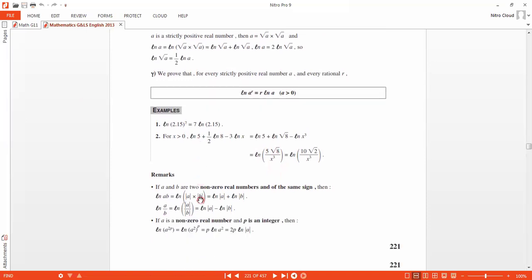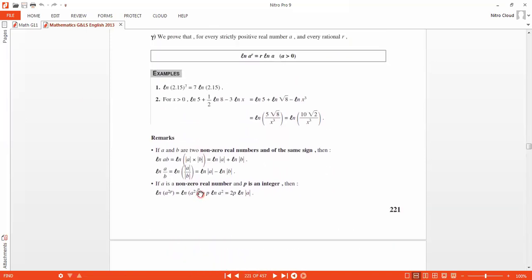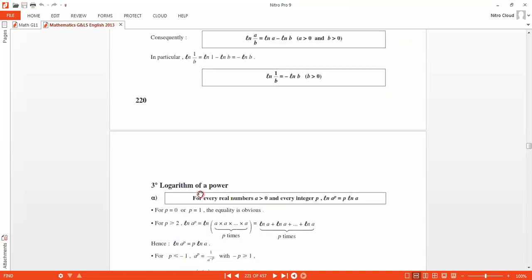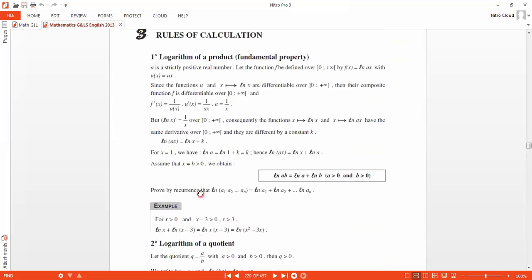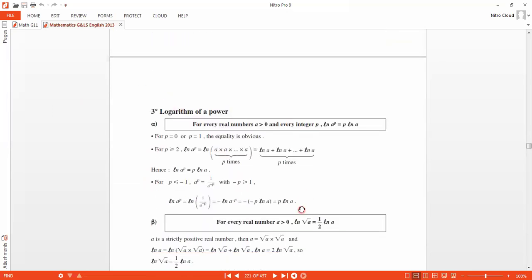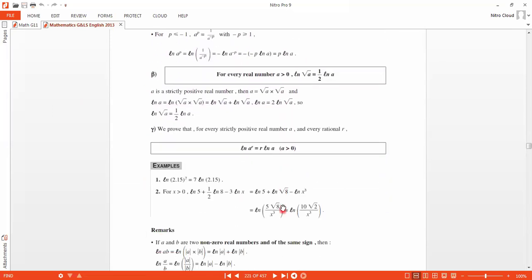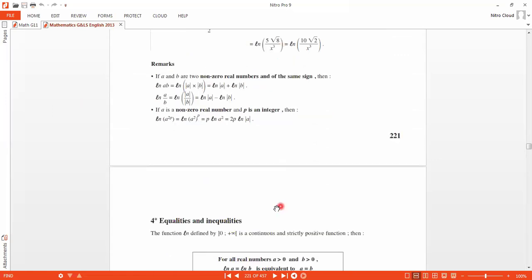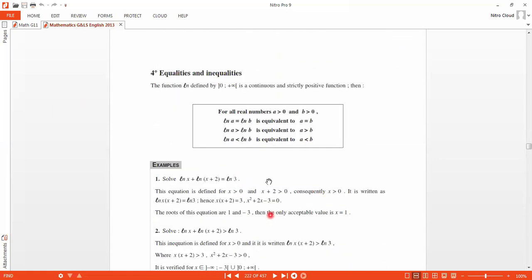Okay, so these are the properties of ln. They are very easy. We have 3 properties: the product property, the quotient property, and the power property. 3 properties only. I use the properties most of the time in equalities and inequalities. Let us first look at this. If we have ln A equals ln B, if you get rid of the ln, then A is equal to B.